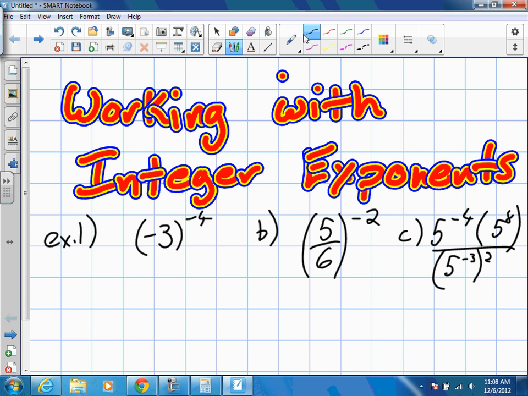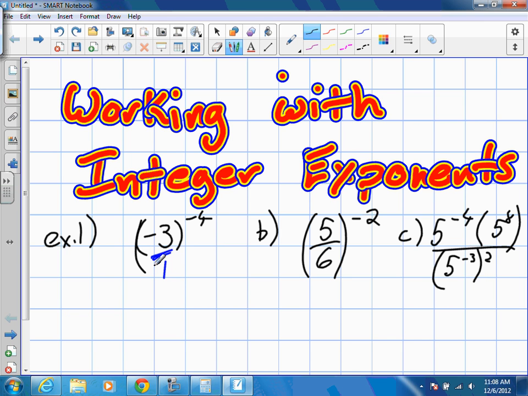And what we're going to want to do is, in all of our answers, we're going to want to be in positive exponents. Okay? Now, I want you to look at the base of this number. It's technically negative 3. I want you to turn it into a fraction. What is negative 3 as a fraction? Negative 3 over 1. Okay?